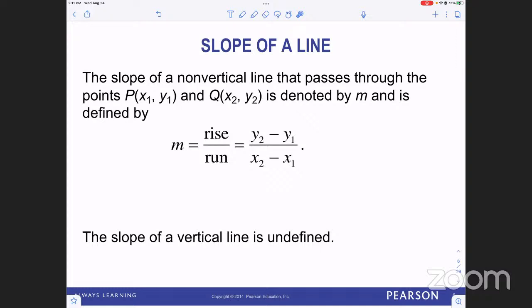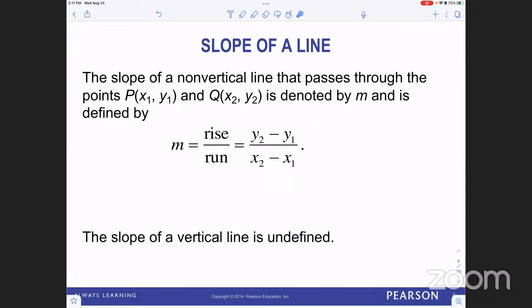The slope of a non-vertical line that passes through the points P(x1, y1) and Q(x2, y2) is denoted by m and is defined by m equals rise over run, which equals (y2 minus y1) divided by (x2 minus x1). The slope of a vertical line is undefined.